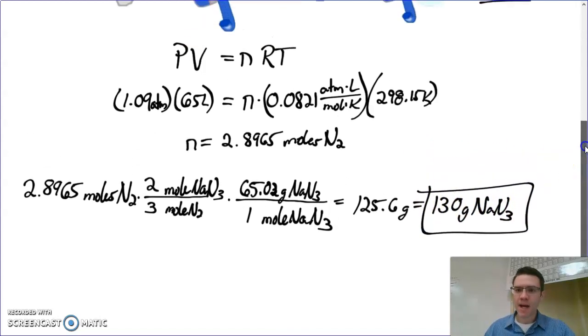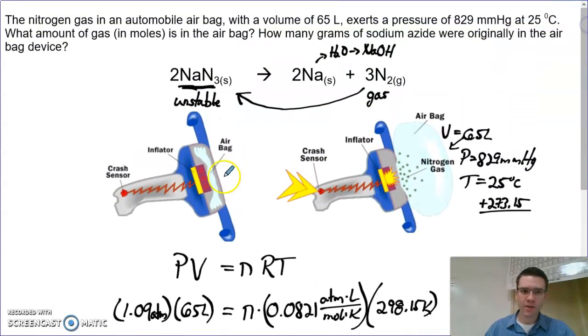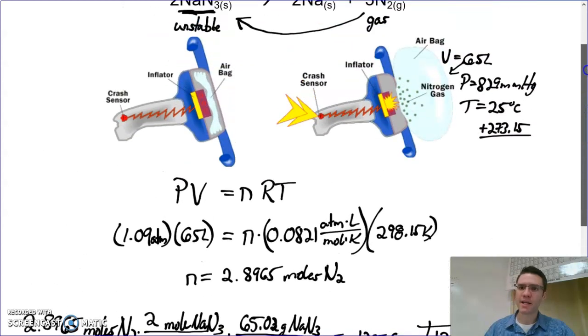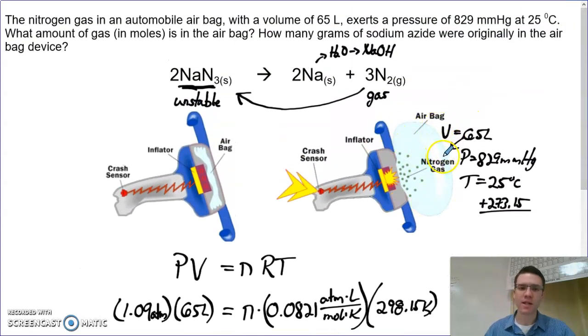What is that? That's the mass required to be stored in your steering wheel, ready to react to fill an airbag with 65 liters of nitrogen gas at a pressure of 829 millimeters of mercury at 25 degrees Celsius. What they actually do is they do several chemical reactions. They don't just go off the stoichiometry number. They put more than that in there, and they'll do tests with it to make sure that it gets the pressure that it's supposed to get. There's little holes in the airbag so it deflates, so some of the gas actually escapes when it reacts. So that's how you do a stoichiometry problem with the ideal gas law.